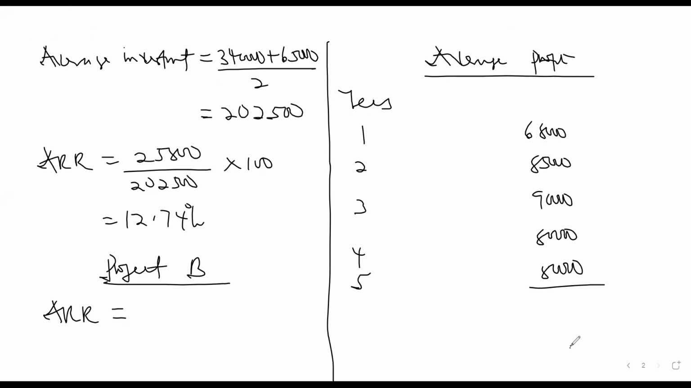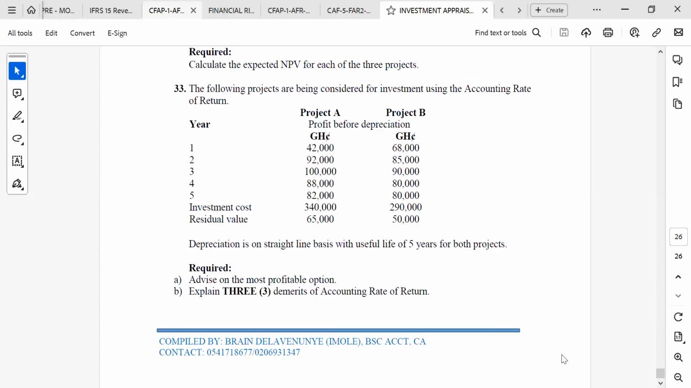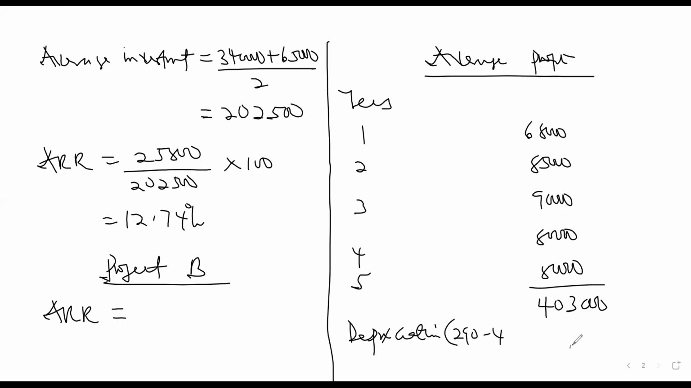Okay, 403,000. What will be the total depreciation for the 5 years? It will be 290 minus the scrap value. What is the scrap value? 50,000. So that will give us 240,000. All right.